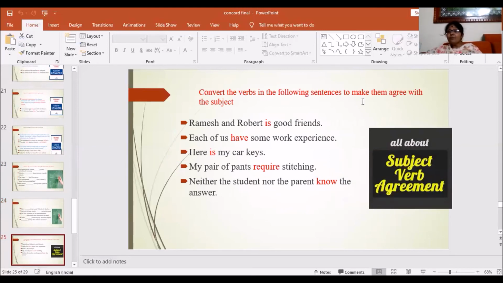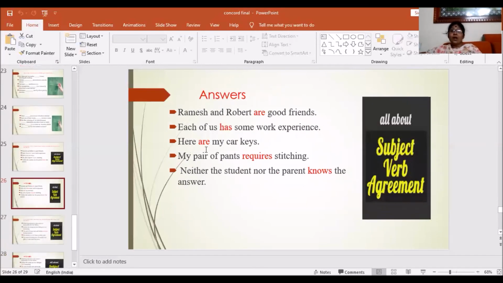Now let us look at this sentence. Convert the verb in the following sentences to make them agree with the subject. For example, the sentence is: Ramesh and Robert is good friends. Is it right? No. Then what is your answer? Your answer is Ramesh and Robert are good friends. Right? Now, why did we say that Ramesh and Robert are good friends? Two individuals, if joined by this word, should take a plural verb.